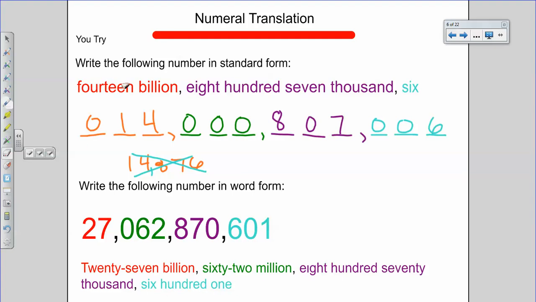Okay, so we're working on either taking a number from standard form and writing it out like we would in a check, or taking word form and making it look like a normal number.